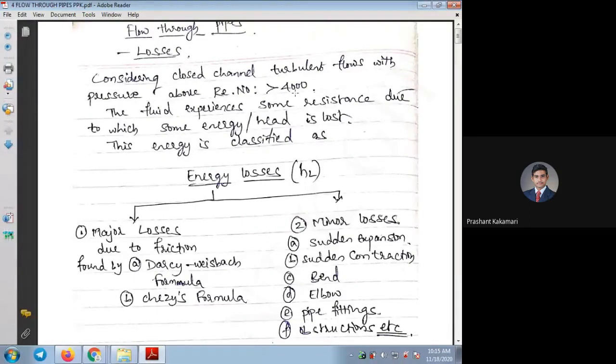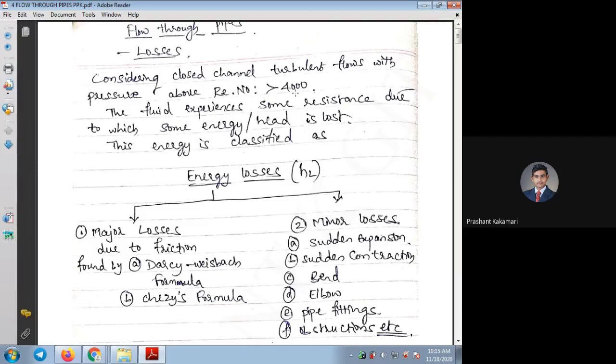It is nothing but the fluid experiencing some resistance at the pipe's inside surface. It also depends on the roughness of the pipe. If the pipe is completely smooth, the friction losses will be less. But after a long time, or because of manufacturing problems, if the pipe surface is rough, what will happen?